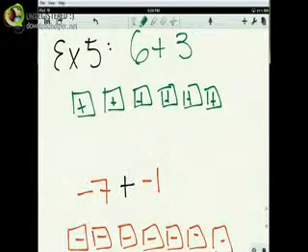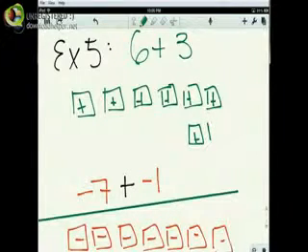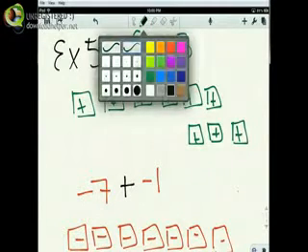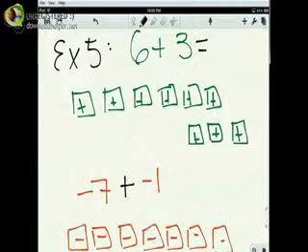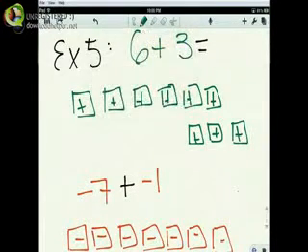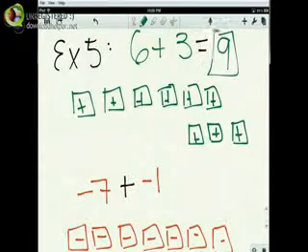I want to add 3 negatives, so I would just go ahead and draw, or in your case, you would add, we would go ahead and add 3 more of these. So then I would just count to see what my answer was. So, 6 positives plus 3 more positives is giving me 9 positive tiles.